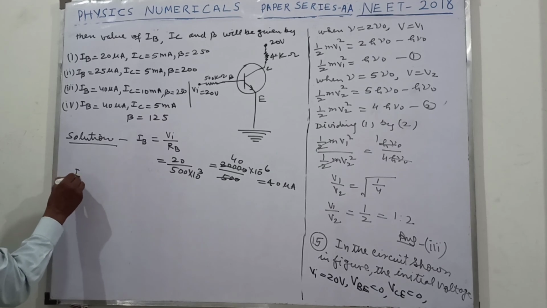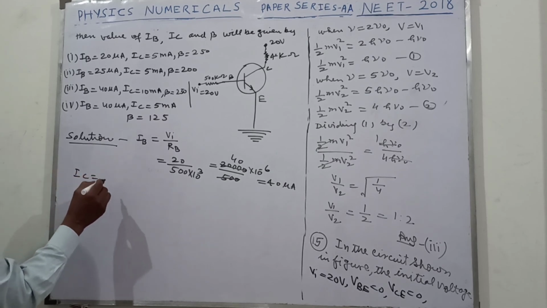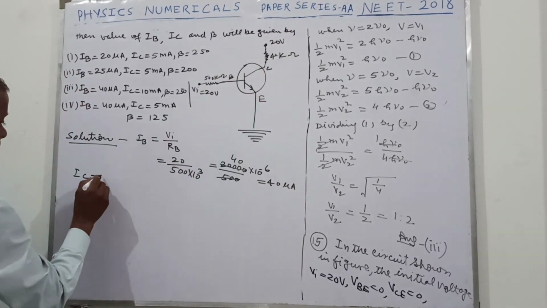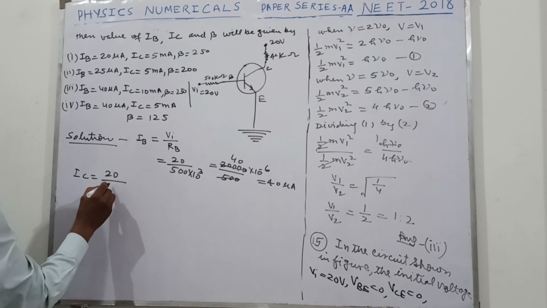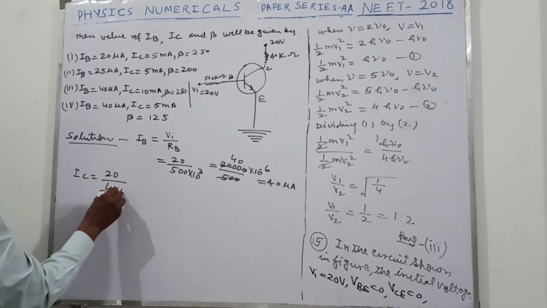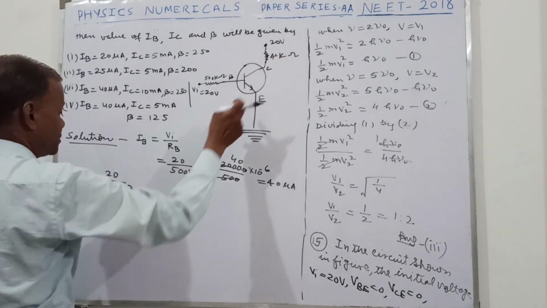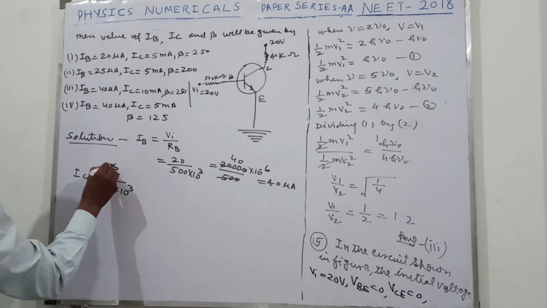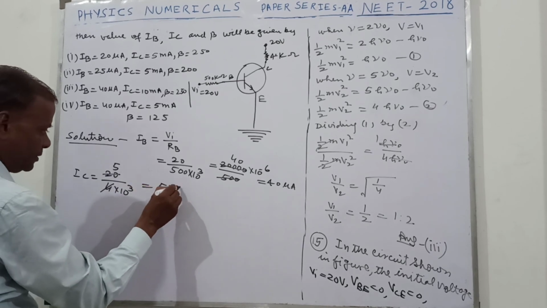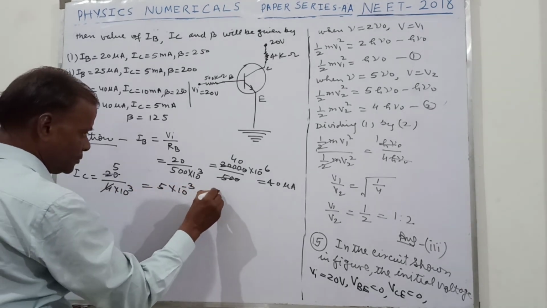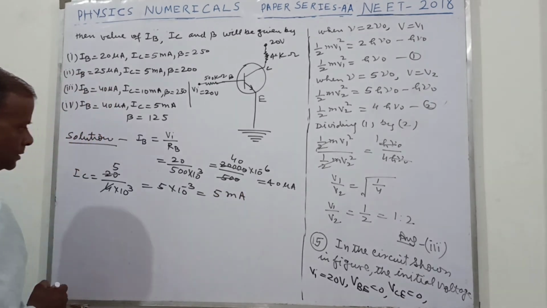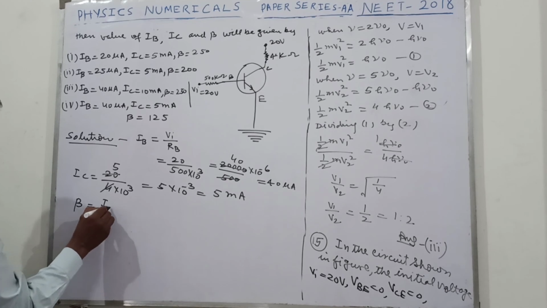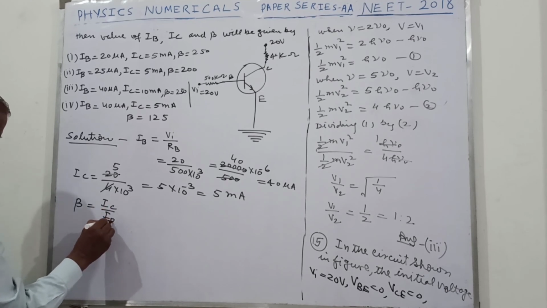And IC is equal to this voltage upon resistance. So this is your 20 upon 4 kilo. Kilo is 10 raised to the power 3. This we cancel by 5. So this is 5 into 10 raised to the power minus 3. So 5 milliampere. And now beta equal to IC upon IB.